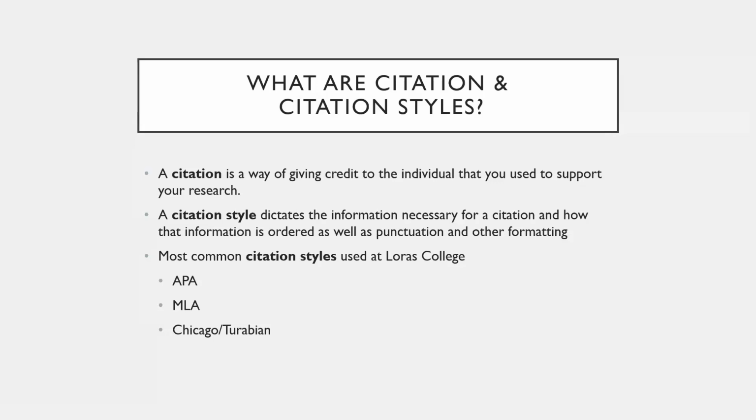A citation style simply dictates the information necessary for a citation and how that information is ordered, as well as punctuation and formatting. There are little quirks for each one, but they largely use the same parts. They just rearrange them differently. At Loras College, the most common citation styles are APA, MLA, and Chicago Turabian, and you are all using APA and MLA. I will talk a little bit about Chicago Turabian.